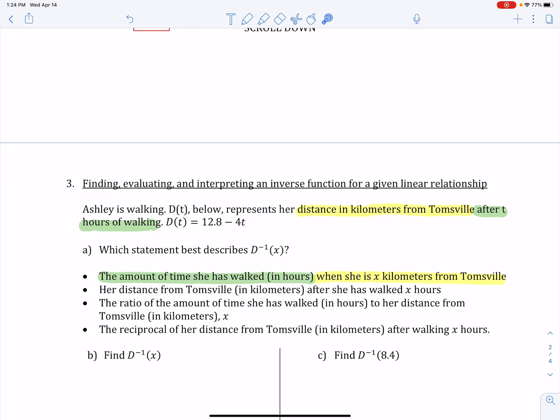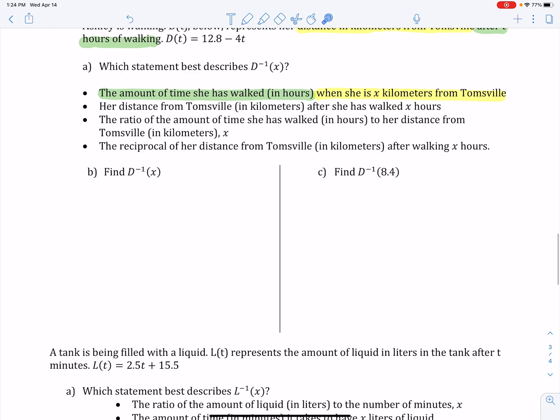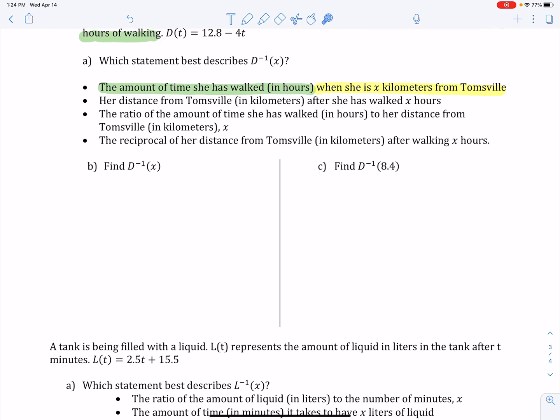You can go a step further and represent what each value represents and then reverse it that way, and you would still come to the same answer or the same conclusion. So let's do letter B here together. Find d, negative 1x.